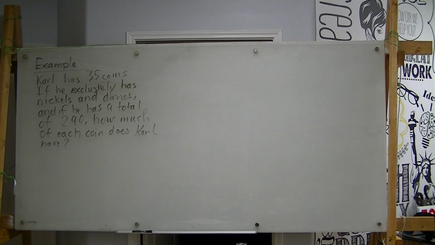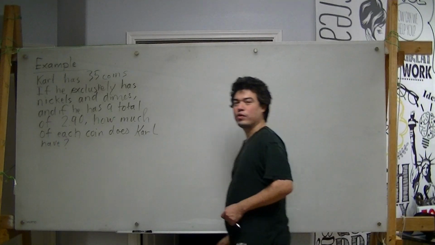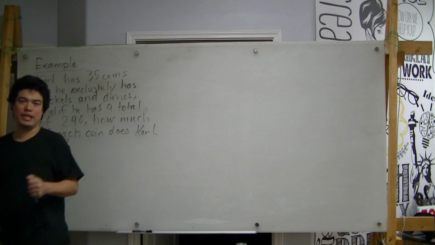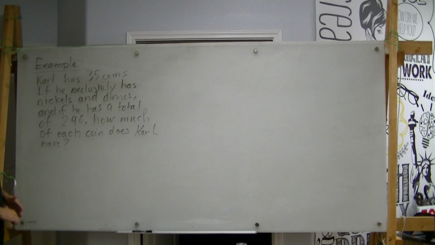So here we go, another system of linear equations problem, and another exciting problem. Karl has 35 coins. If he has exclusively nickels and dimes, and if he has a total of $2.90, how much of each coin does Karl have?